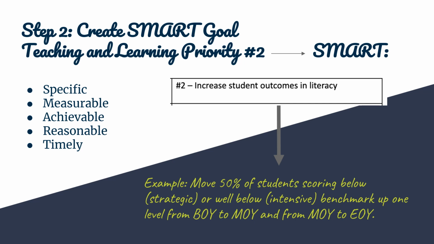And in this case, for this example, we're focusing on teaching and learning priority number 2, which is to increase student outcomes in literacy. So if you remember from the beginning of this module, the goal was to move 50% of students up one level. That lacked a little specificity, so what we're going to do is clarify that and say now that we're going to move 50% of students in the 2 bands, which strategic and intensive, up one level from beginning of the year to the middle of the year, and from the middle of the year to the end of the year.